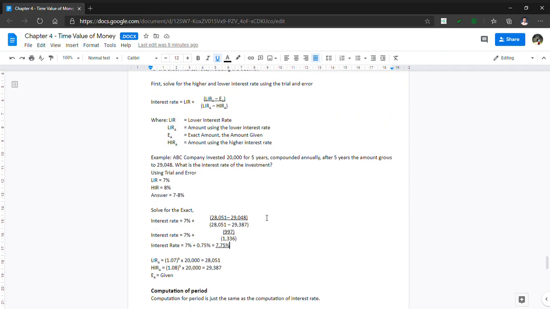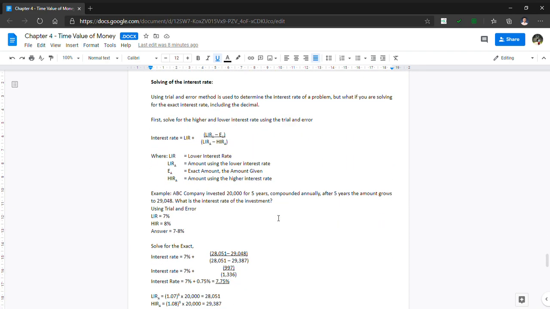Okay, so ganun lang. To recap, in order to get yung interest rate, first is mag-trial and error tayo to get the lower and higher interest rates. Tapos, after getting the lower and higher interest rates, we need to use the formula, right? So, the amount using the lower interest rate less yung exact amount divided by the amount using the lower interest rate less the amount using the higher interest rate. So, tapos, kung makuha niyo yun, i-add nyo lang sa lower interest rate to get the exact interest rate.